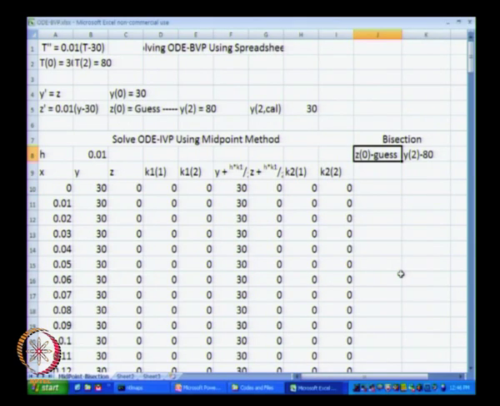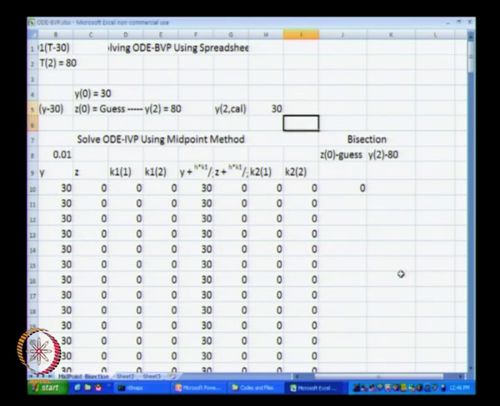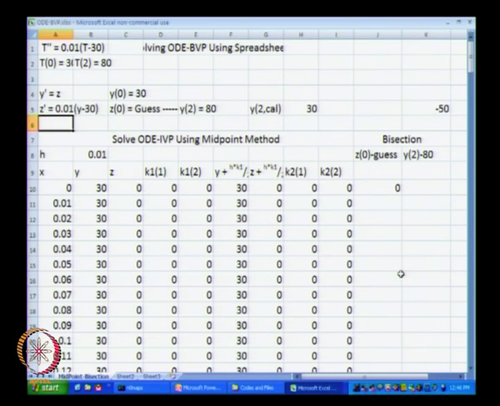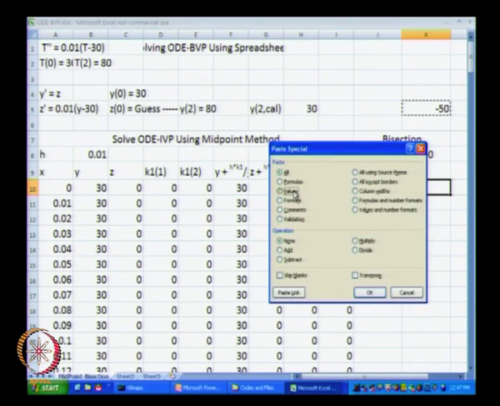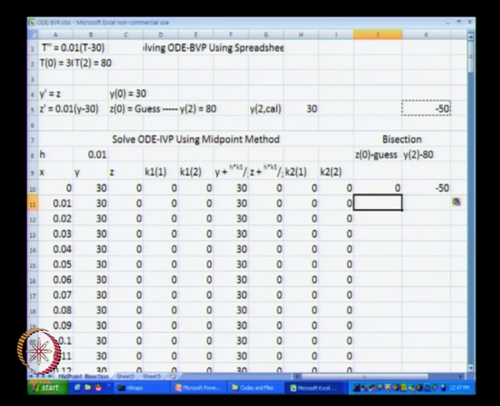So, our initial Z0 guess was equal to 0. With that Z0 guess equal to 0, this is what I will write over here: y2 minus 80 is going to be equal to y2 calculated minus 80. So, this is what we will get, okay. So, y2 minus 80 is going to be minus 50. I will copy this and paste the value over here, paste special values, and the value is pasted over there.